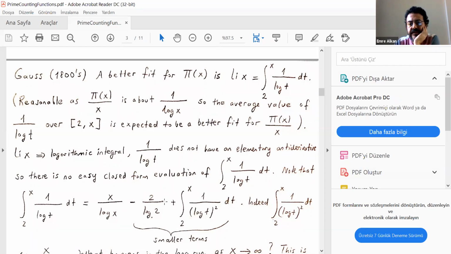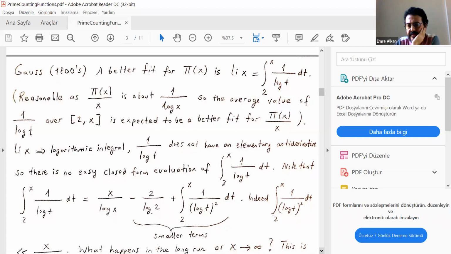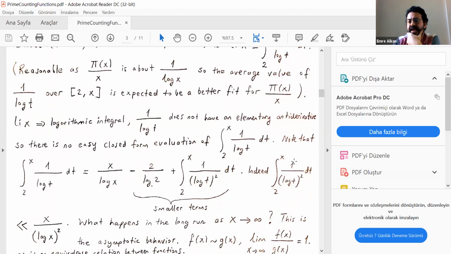Why? Because these are smaller terms. Of course, this is just a constant. This is a lot bigger. And how about this integral? One can easily estimate it. The integral from 2 to x of 1 over log t squared.